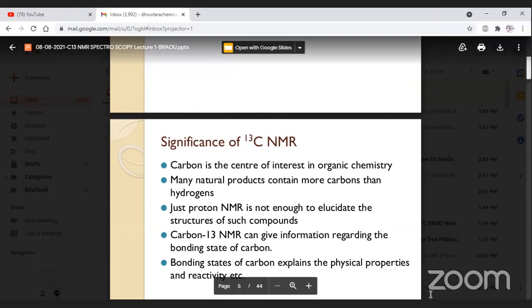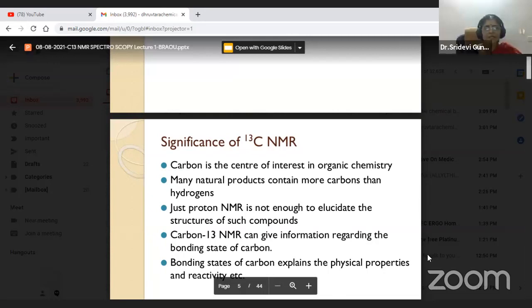So the center of interest in organic chemistry is carbon. As I told you, without carbon, there is no organic chemistry. Many natural products contain more carbons than hydrogens. Hydrogens are very few, and they give very complex proton NMR spectra. For example, the cholesterol proton NMR spectrum just looks like a multiplet of peaks. You cannot interpret anything out of it.